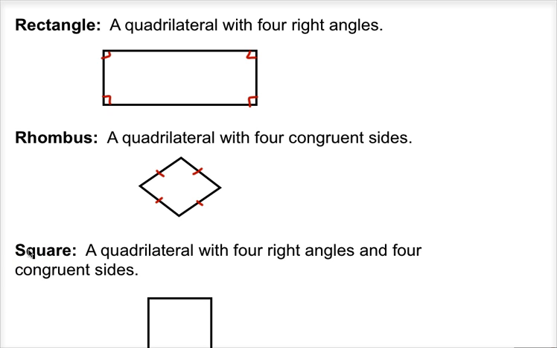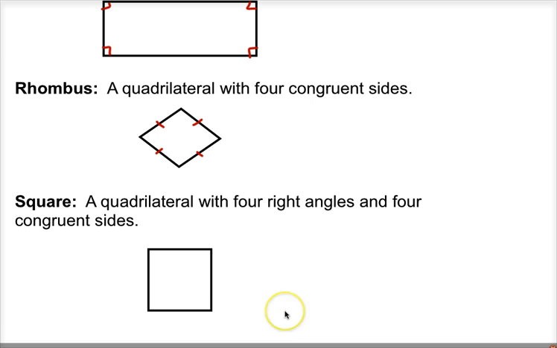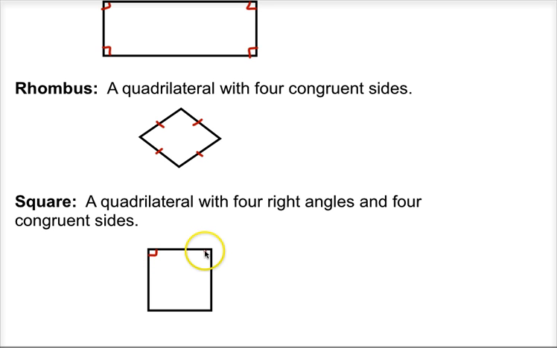A square. A square is a quadrilateral with 4 right angles and 4 congruent sides. So if you think about it, since it has 4 right angles, a square is going to be a rectangle. And since it has 4 congruent sides, a square is also going to be a rhombus.